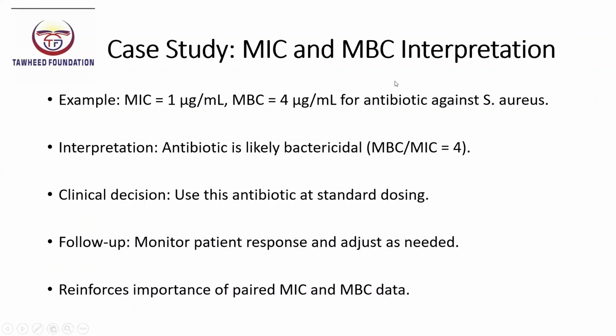Case study: MIC and MBC interpretation. Consider an antibiotic with MIC 1 mg per ml and MBC 4 mg per ml against S. aureus. The MBC per MIC ratio is 4, indicating bactericidal activity. So clinically, this antibiotic is suitable at standard dosing. This example shows how MIC and MBC data should be jointly considered to guide effective treatment decisions and monitor patients' response.